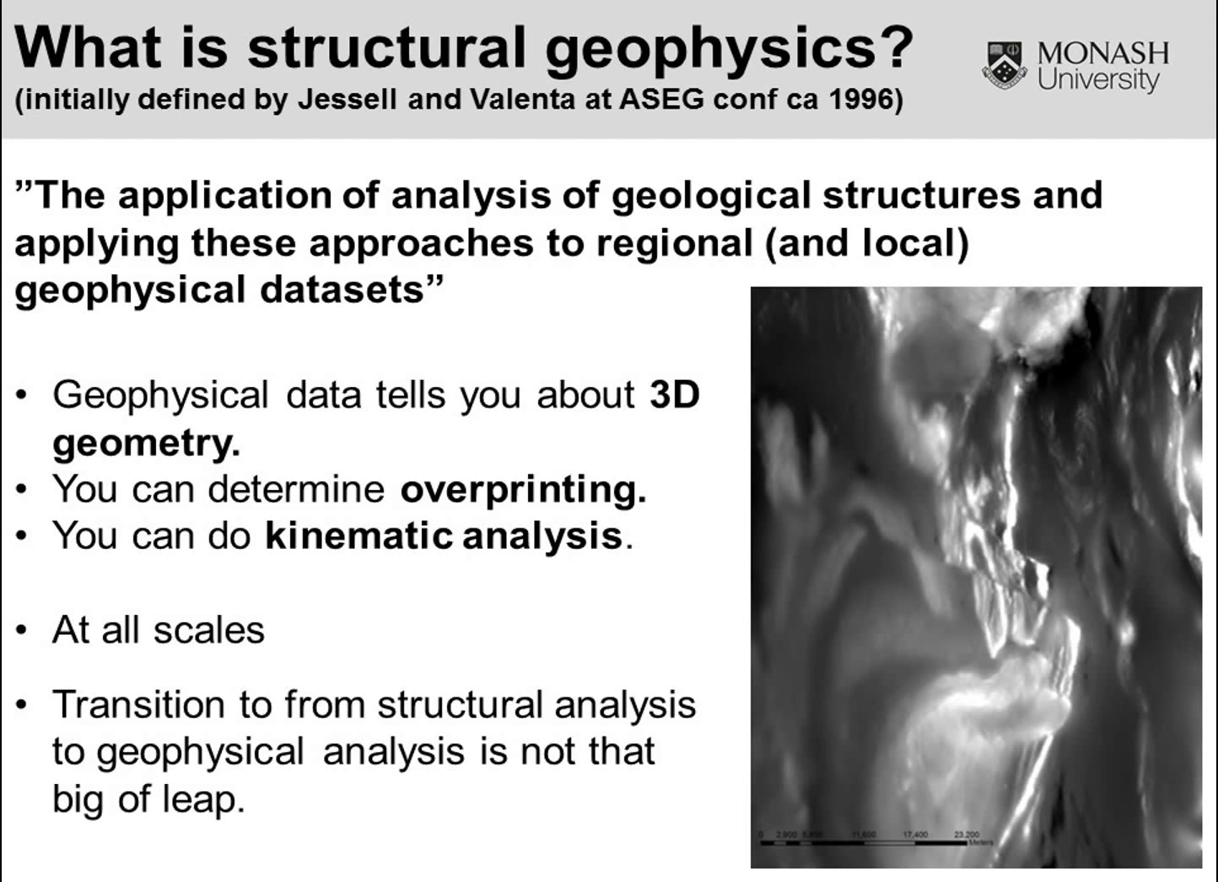Basically, if I look at a geophysical data set, I'm looking at three things. I'm looking for three-dimensional geometry, and that mag image there tells you a lot about the three-dimensional architecture of that piece, or that volume of crust. The overprinting relationships, and that's the sequence of events that led to that three-dimensional geometry. And then you can do the kinematics as well. So you can look at what's moved and when, and that tells you how the rock has got there. And you can do that at all scales.